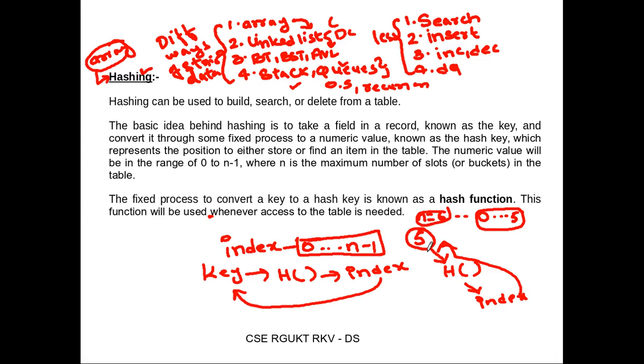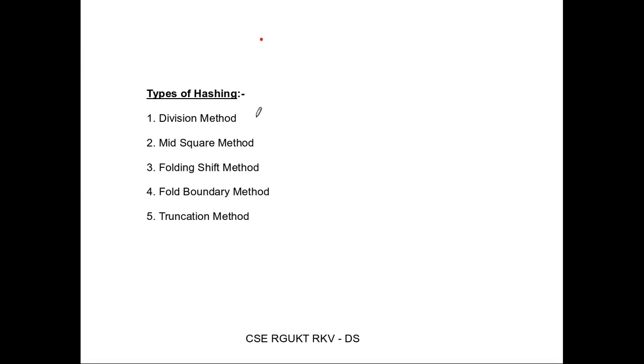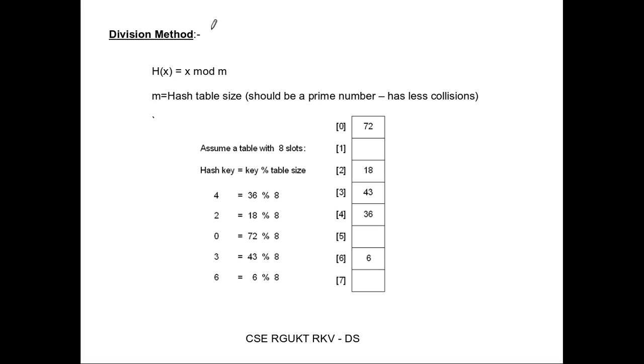And let us see what the different types of hash functions are which are used by us. So these are the different types of hash functions which we use. We'll see each one by one, and with an example we'll see how we proceed. So first we'll talk about the division method.